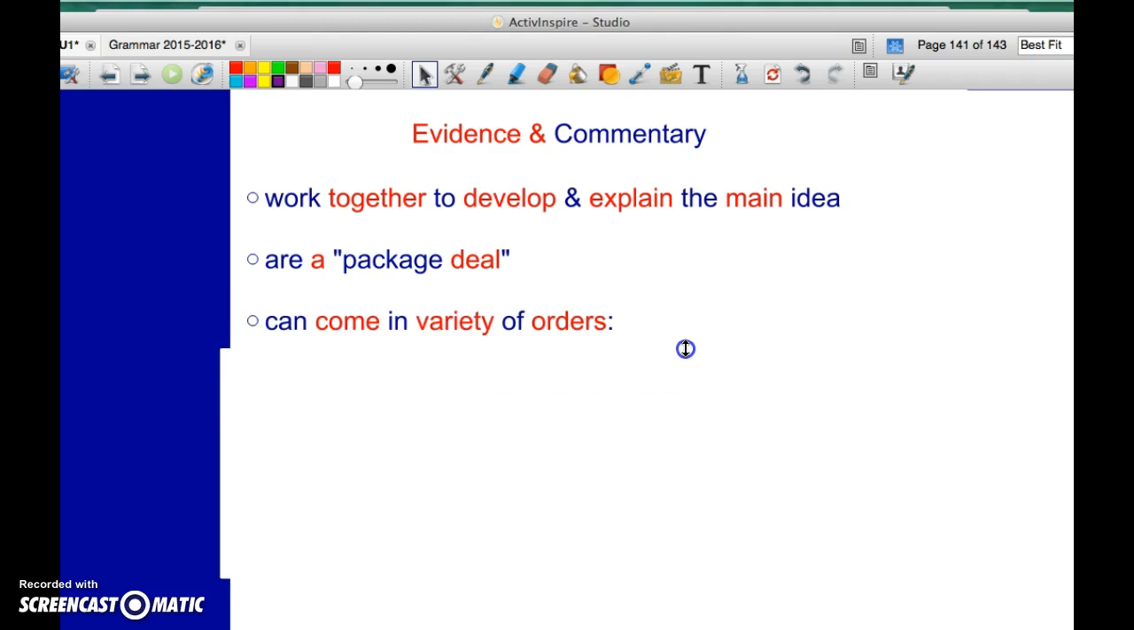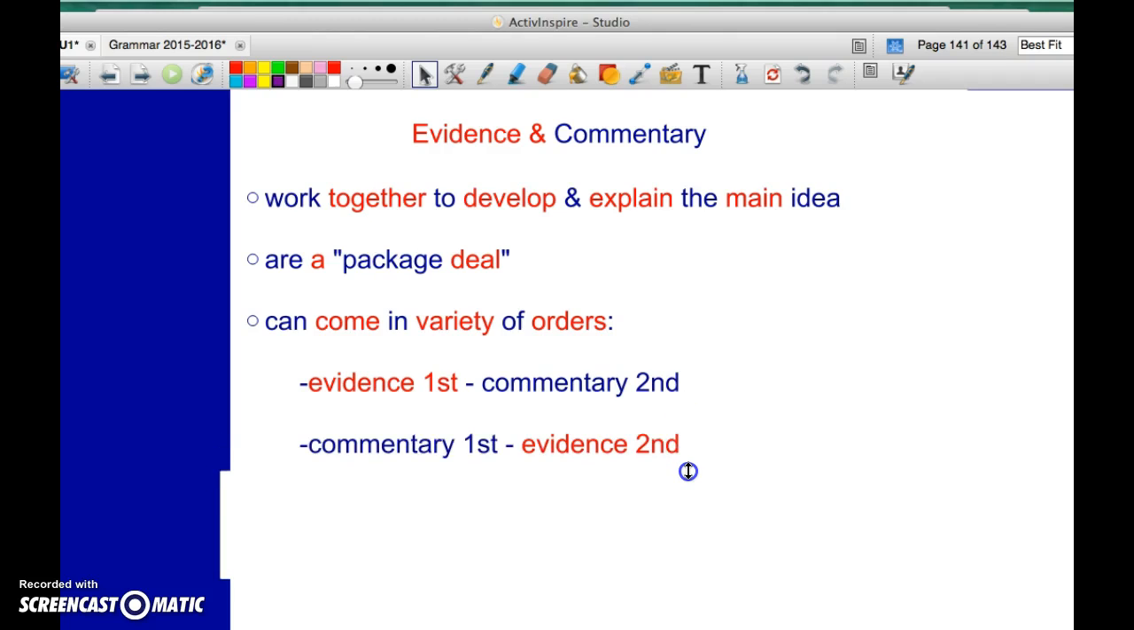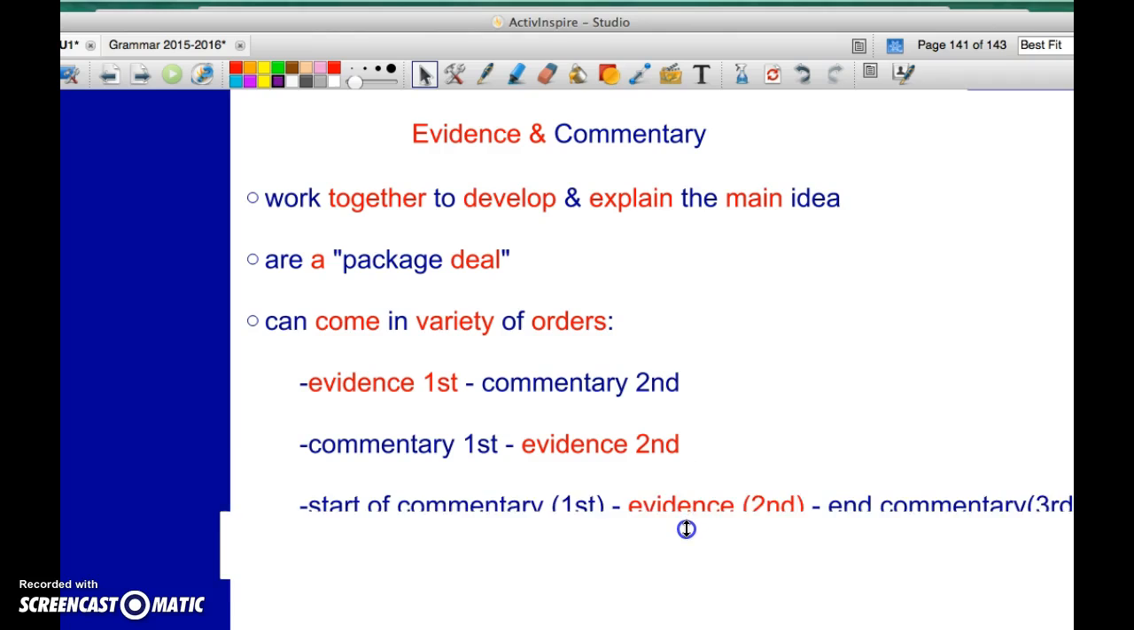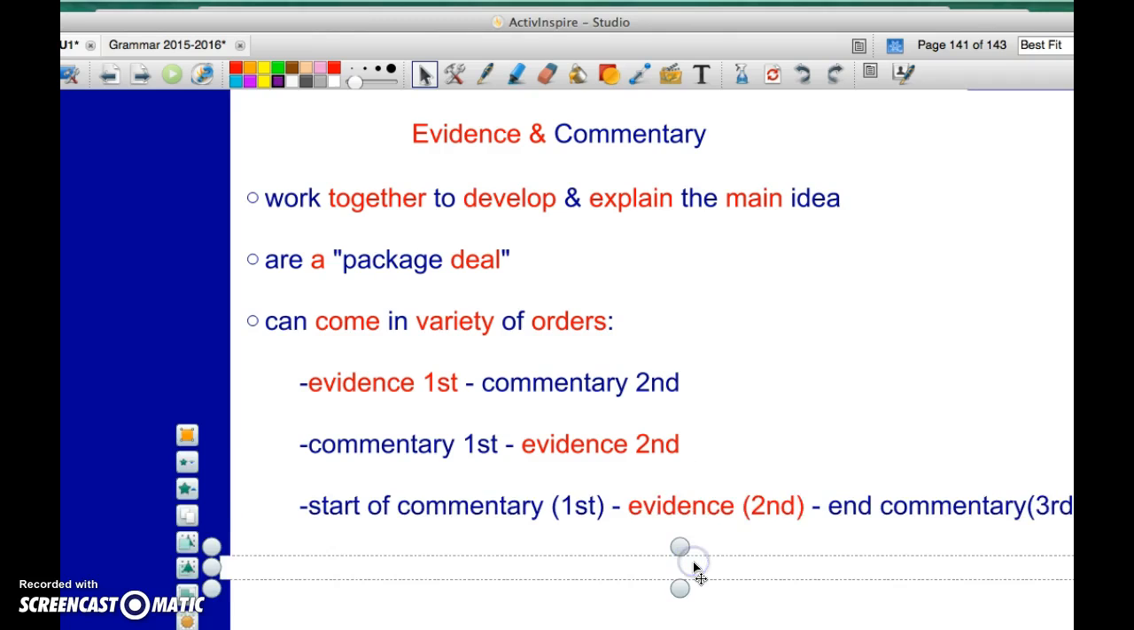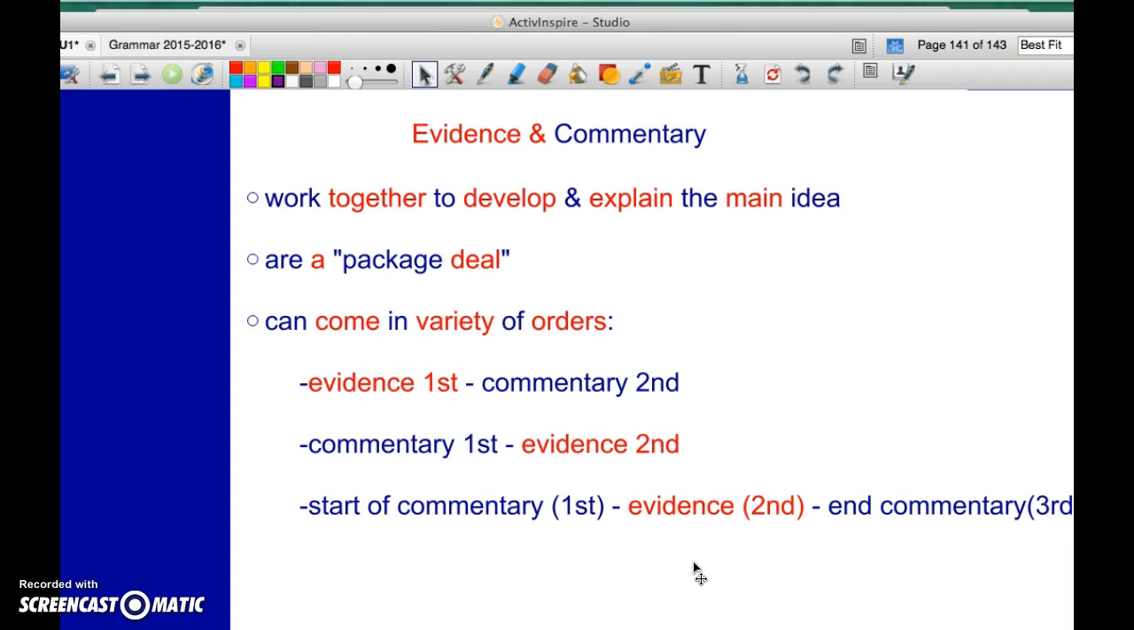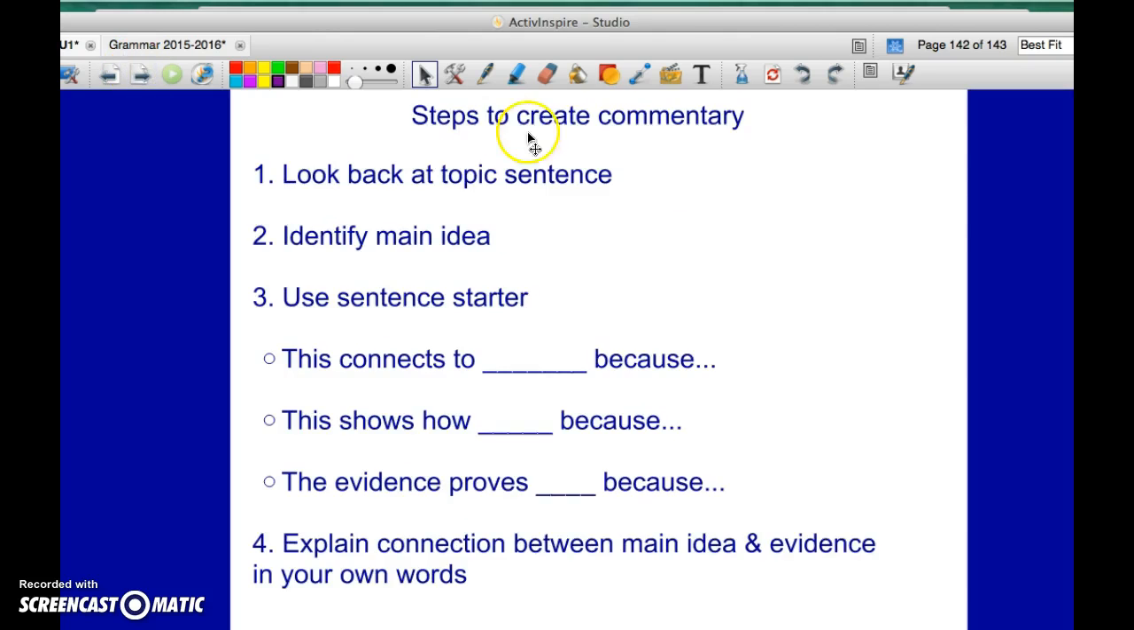Also, evidence and commentary can come in a variety of orders, as we saw from the sample paragraph. We saw that the evidence can come first and the commentary can come second. We saw that the commentary can come first and the evidence can come second. We also saw that it can kind of be a commentary evidence sandwich. You can start introducing the connection, then introduce the evidence, and then kind of wrap up your explanation with the commentary. So there are a few steps you can use to create commentary.